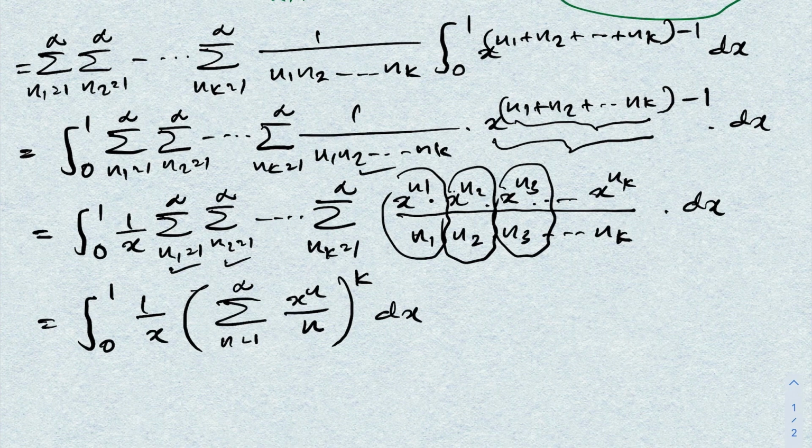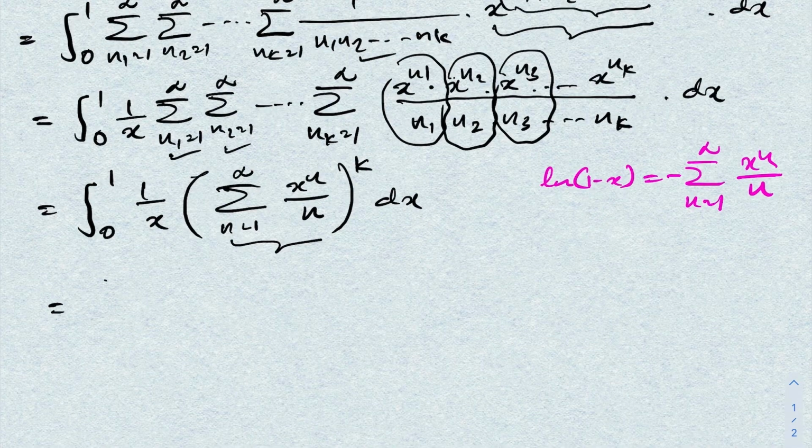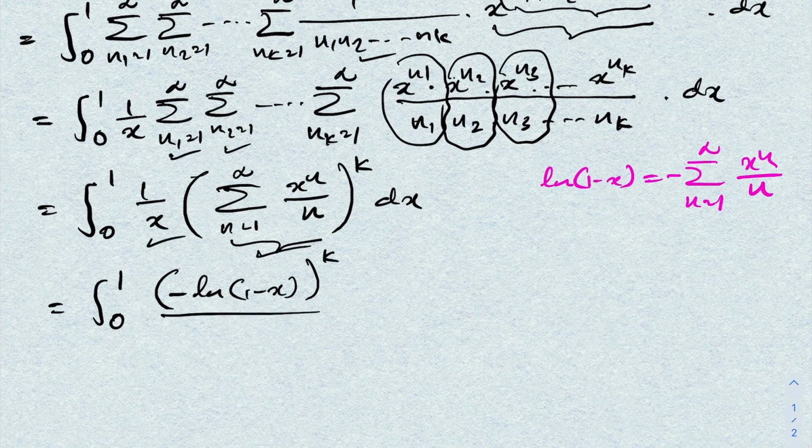Okay, then here we have a well-known infinite sum, because we know natural log of 1 minus x is equal to minus the sum of n equals 1 to infinity x to the n over n. So we can plug in. So here integral from 0 to 1. Now instead of this series, we can write minus natural log of 1 minus x raised to the k power, over x, dx.